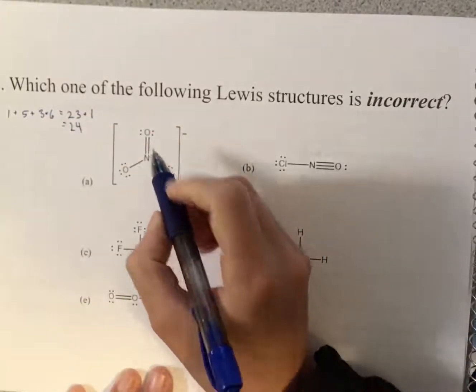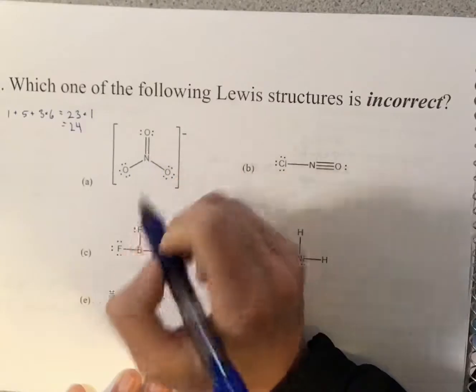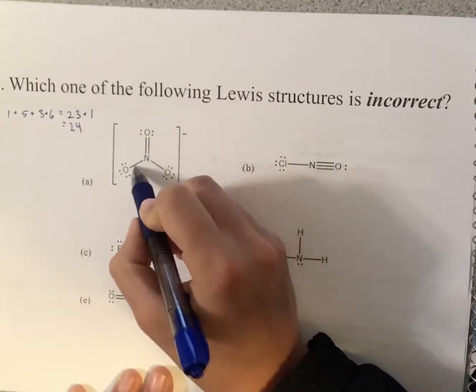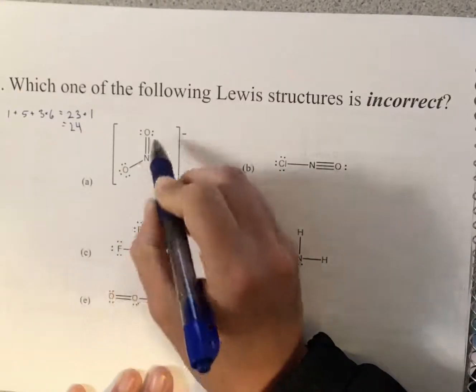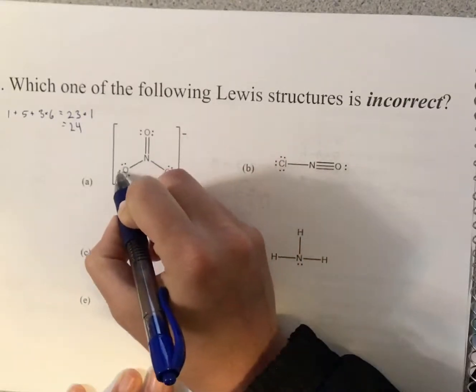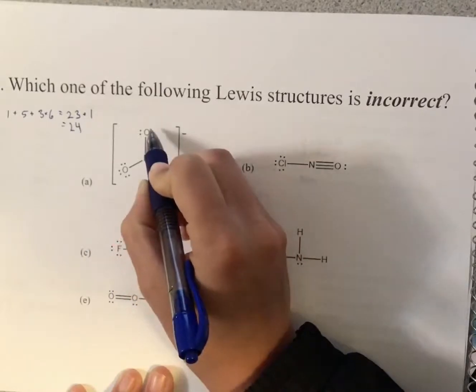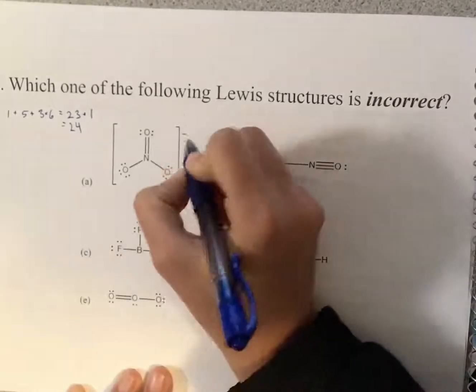So let's count. So if we count all of our bonds first, 2, 4, 6, 8, and then we'll count the lone pairs. 9, 10, 11, 12, 13, 14, 15, 16, 17, 18, 19, 20, 21, 22, 23, 24. So this one is good.